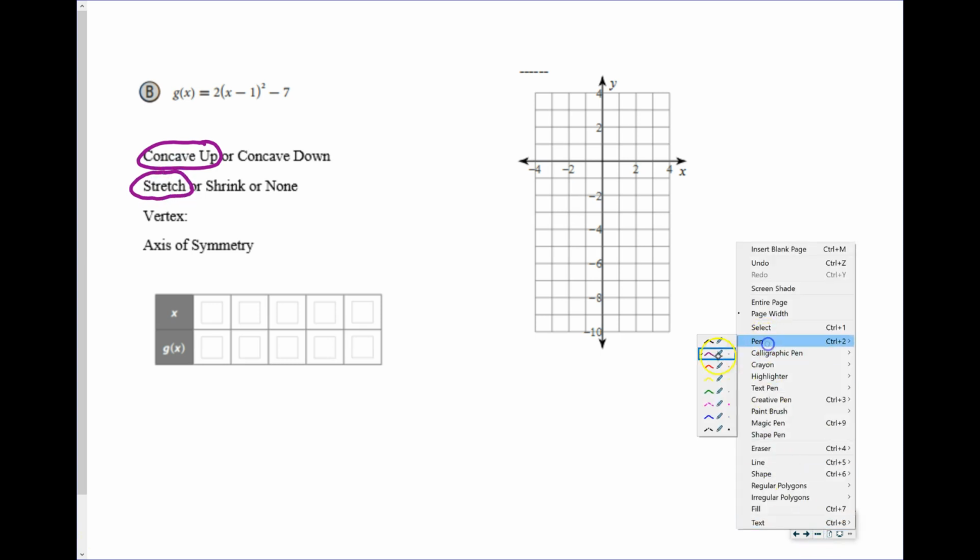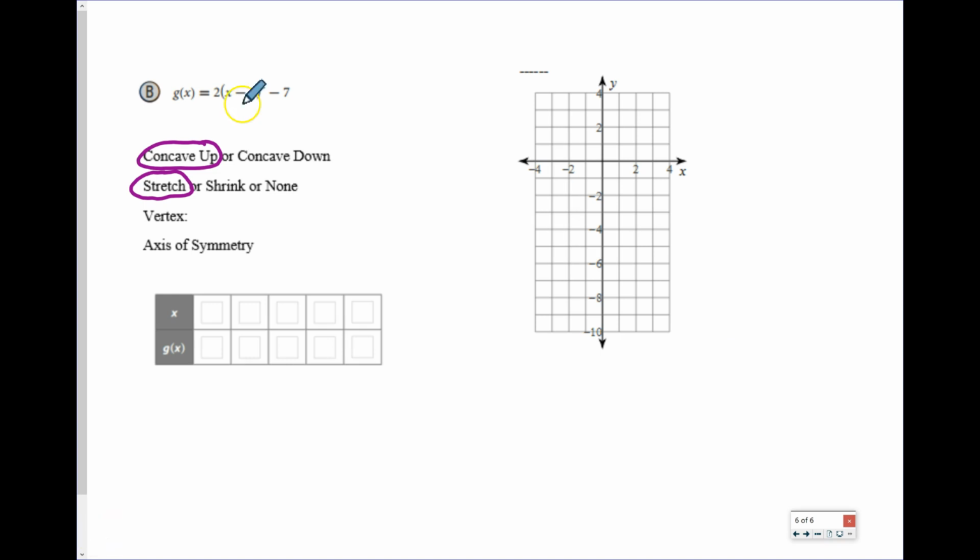And now for my vertex, I get my x value from this number, change the sign because that's a movement right. And then I get my y value from this number. That's -7. That's a movement down. I'm going to go ahead and plot that point. Now this grid, 1, -7, so that's right here.